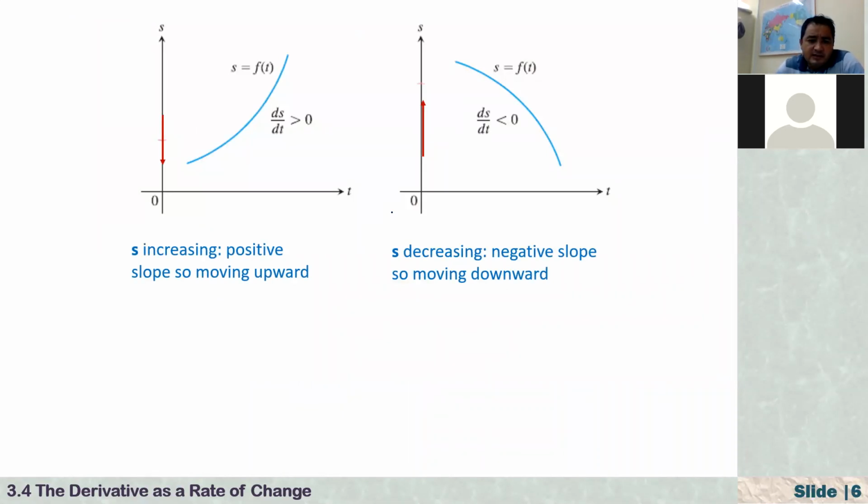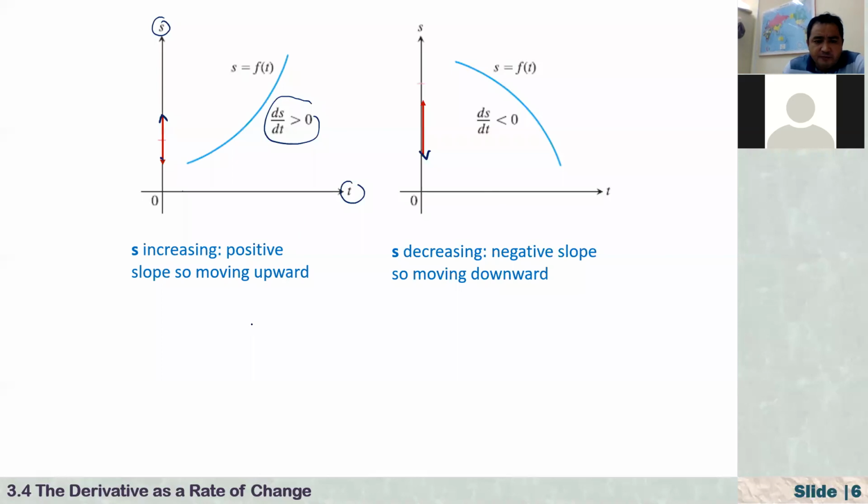Now, here s is increasing, positive slope, so it moves upward. When s is increasing, that means our velocity should be positive, right? This is time t, and this one is our displacement function, and every time, time is changing. Our function is moving upward, which means the velocity is positive. It should be upward here, not downward. And this one is down.